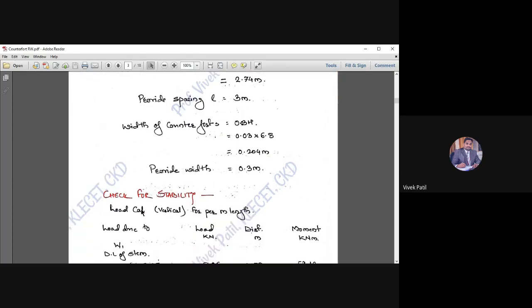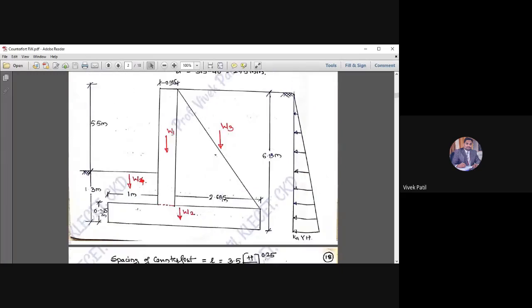Okay, so for that we'll consider the load W1. In this diagram you can see load W1, that is the dead load of stem up to this portion. Then W2 is the dead load of this portion, that is the slab portion. And then W3 is the soil on the heel portion, and the soil on the toe portion is W4. Okay, so these four forces are acting.